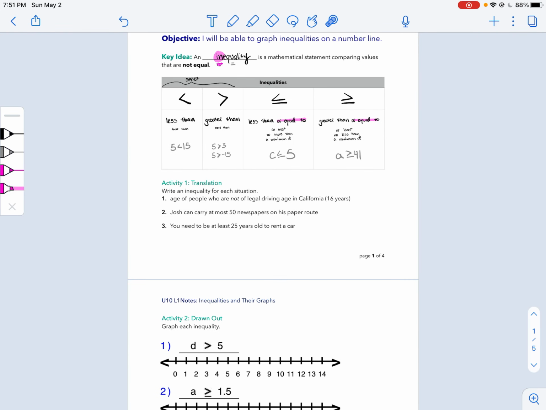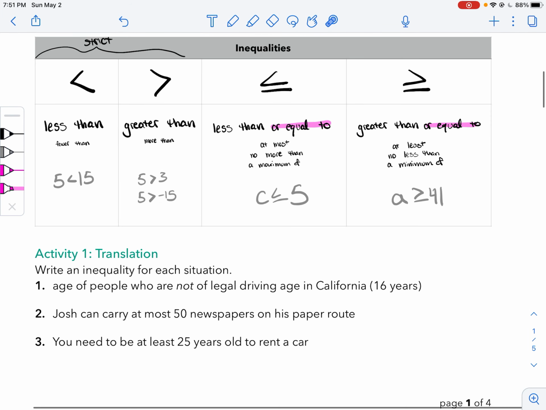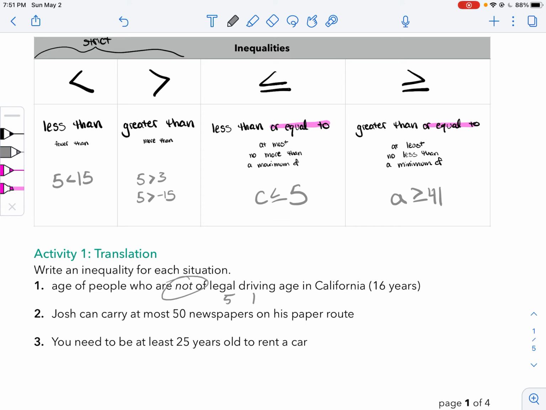Okay, so let's put this into words. Y'all know that the age of people who are not of legal driving age in California is under 16. So someone who's not of legal driving age, someone who is 5, someone who is 15, I mean, with a permit, yeah, but, you know, okay? These are all values where your age is less than 16. It does not include 16 because you can be 16 and drive.